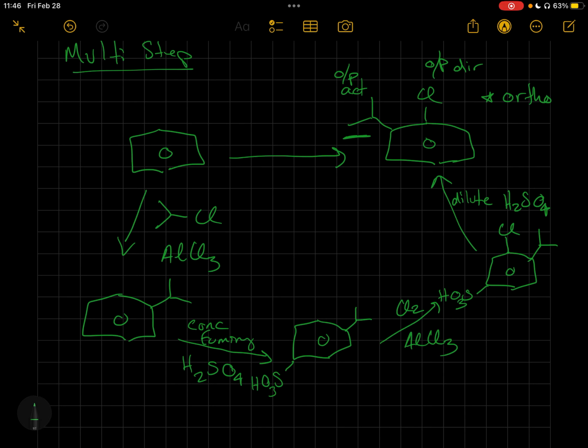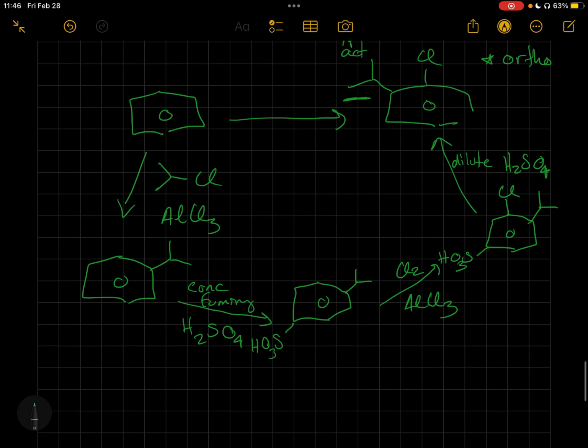So on a test, if I give you a starting material and a final product, you're welcome to draw them in this loop format for multi-step, or you could just redraw everything underneath. I typically give you enough space to do either one.